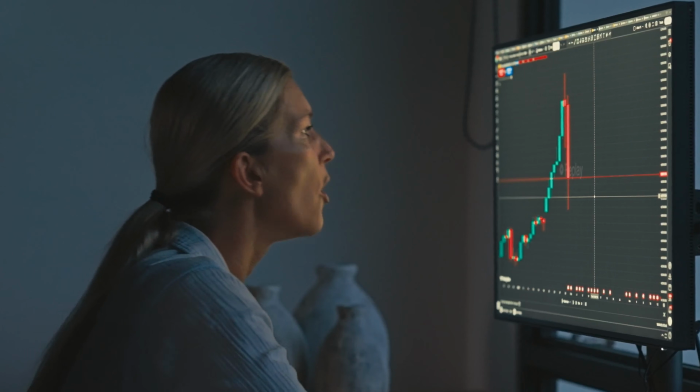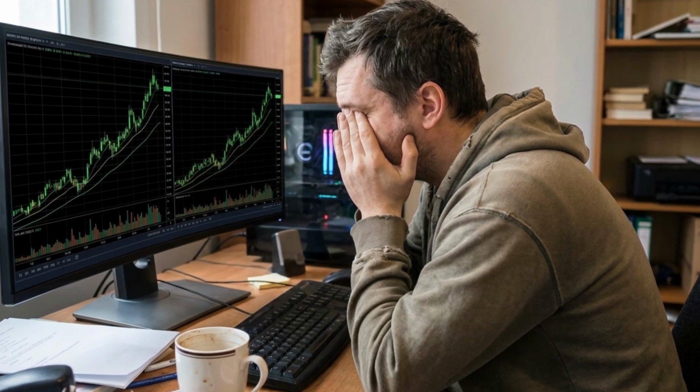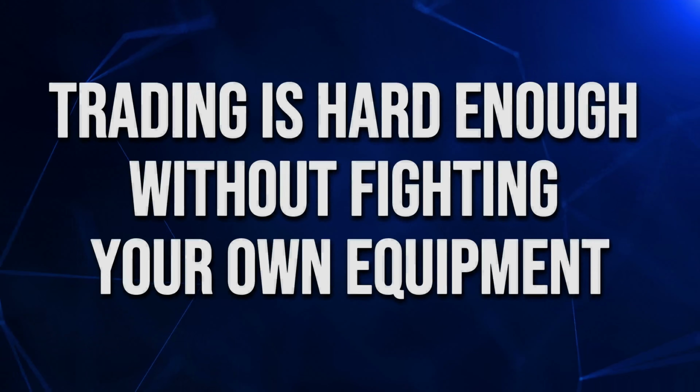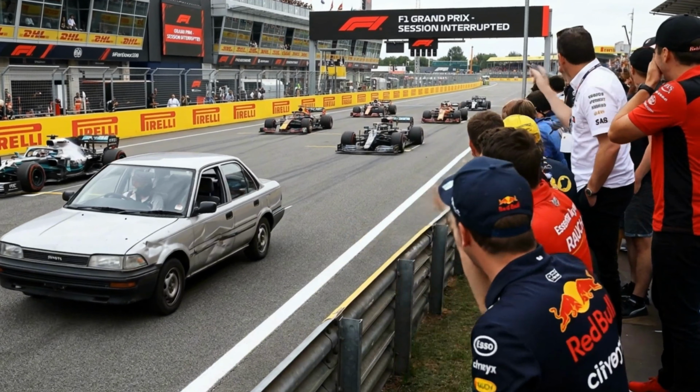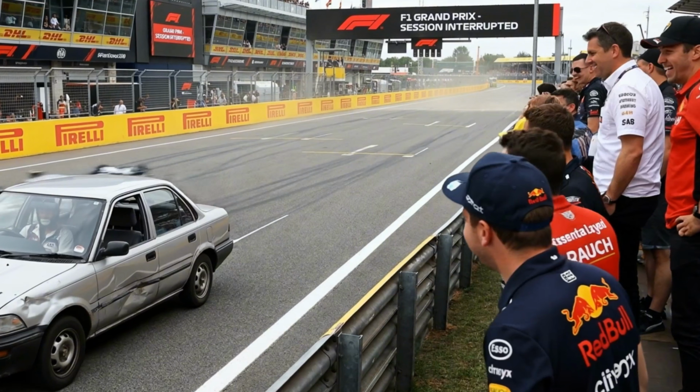A single missed trade can easily cost you more than a proper machine. I've had customers tell me they watched a $2,000 move become past tense while their trading platform was frozen. That computer would have paid for itself in one trade. That's not a cost. That's an investment with an immediate return. Trading is hard enough without fighting your own equipment. Don't show up to a Formula One race in a Toyota Corolla and wonder why everyone is lapping you.